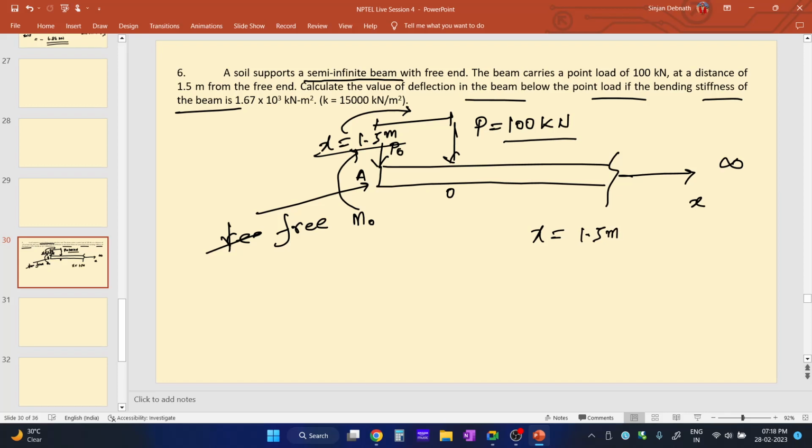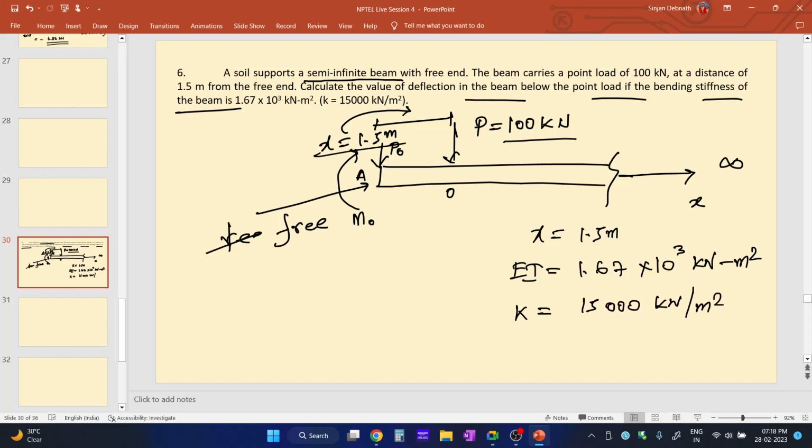The bending stiffness EI is equal to 1.67 into 10 to the power 3 kilonewton meter square. The subgrade modulus value is 15,000 kilonewton per meter square. This is K, not K0. So K is directly given over here, 15,000.